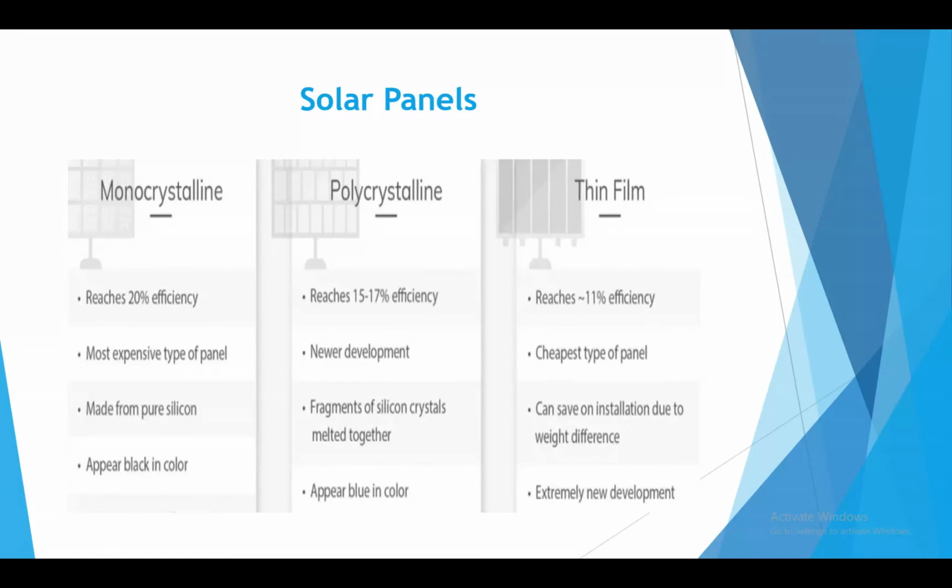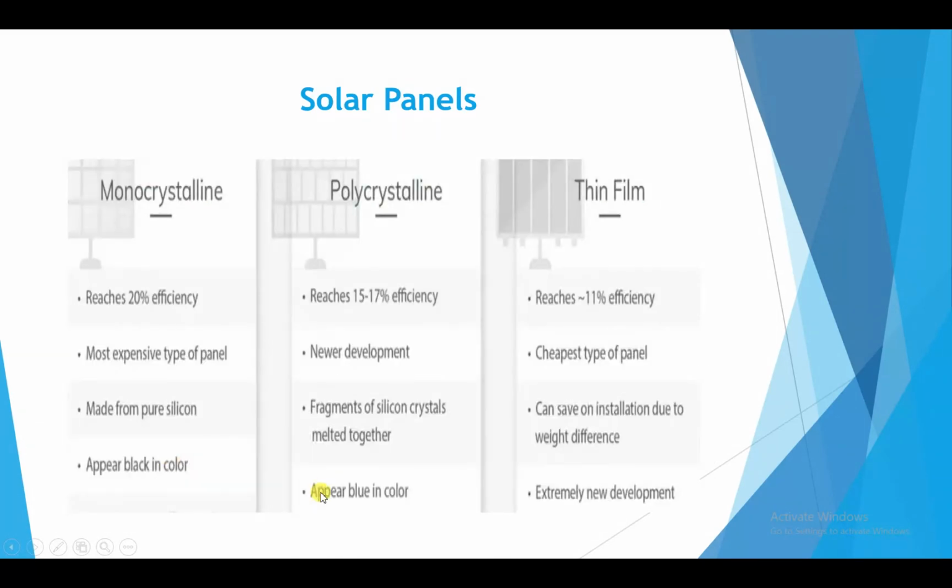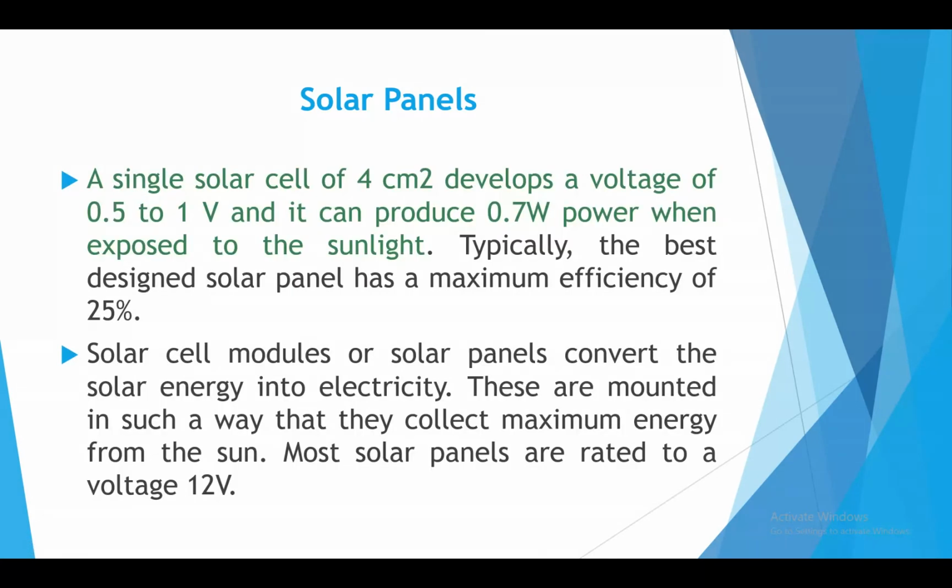And we know that monocrystalline is purely made from silicon, and polycrystalline is fragments of silicon crystal melted together, and thin film can save on installation costs due to weight differences, as it is not heavy. Monocrystalline appears black in color, and poly appears blue in color, and there are also the extremely newly developed thin film solar panels.